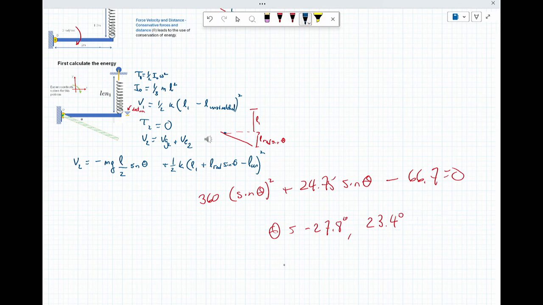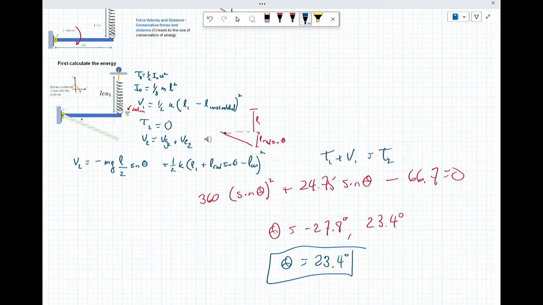Now, the only sensible answer is 23.4 degrees. And so this is, again, one of those cases where all I did between this line over here and this line over here is just add all the terms up. So T1 plus V1 equals T2 plus V2. And T2 is 0, the rest is there, so it comes to rest at 23.4 degrees. Questions?